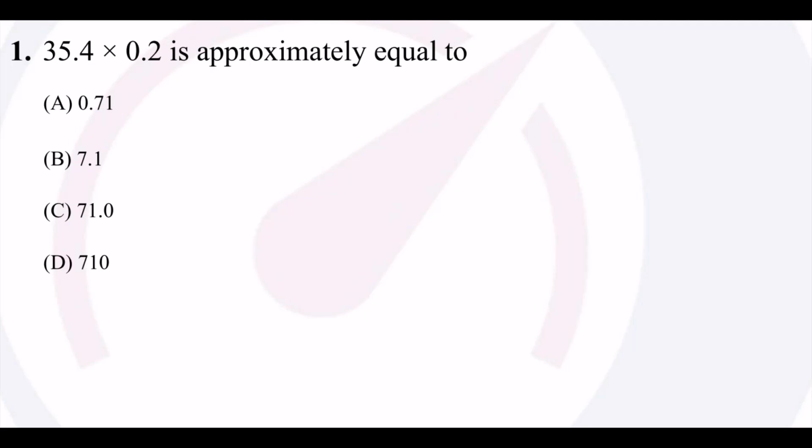Alright, question 1. We have 35.4 multiplied by 0.2 is approximately equal to. So just easily multiply 35.4 times 0.2. Now, we don't have to do all of the complete multiplication process. We can just multiply by 2 and then look at the amount of decimal places that we have.